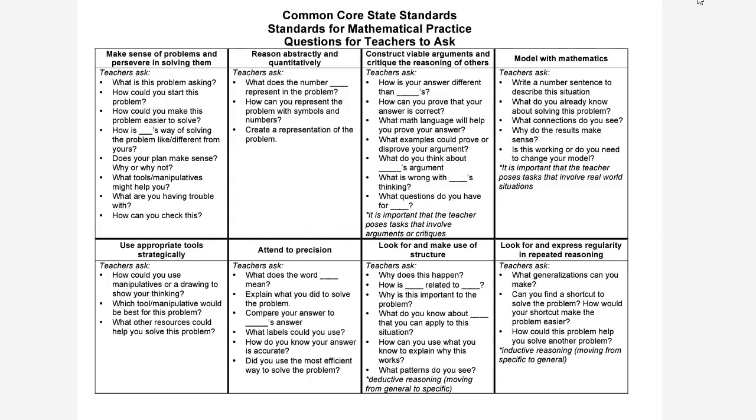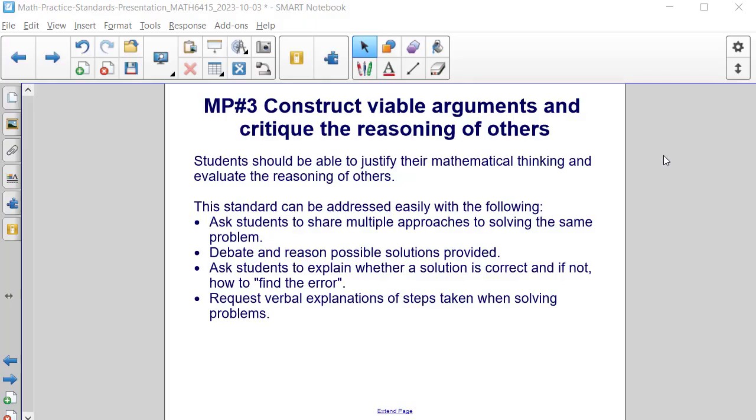Sample questions that you could ask them along the way while they're working through a problem or while the class is working on a problem together. What does the number blank, pull the number out of the problem? Like, what does the number 5 represent in this situation or in this problem? Can you represent the problem that we're given in symbols and numbers? Create a representation of this problem. How can we write this out?